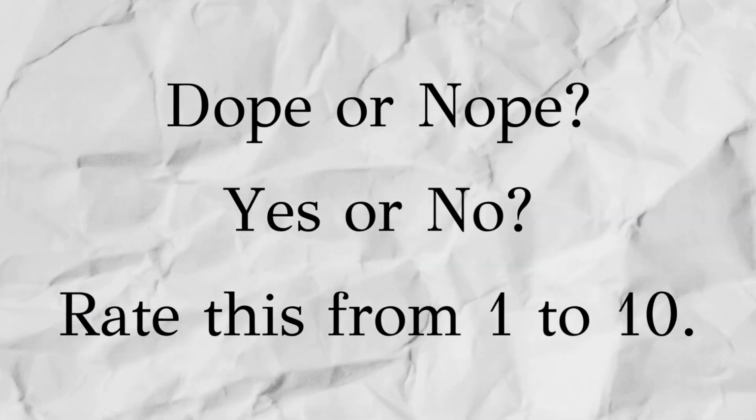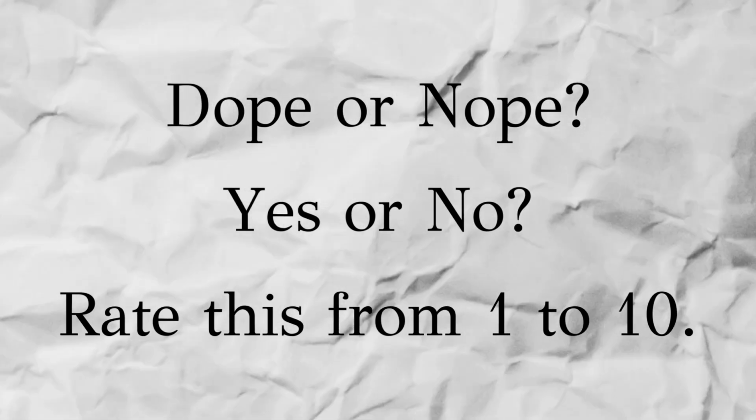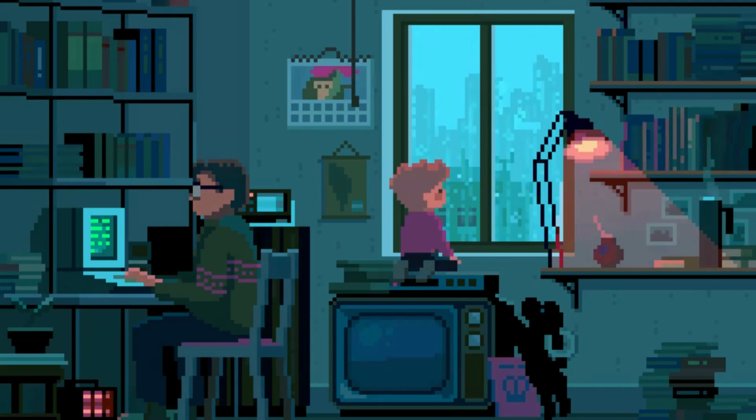You can use captions like dope or nope, yes or no. Rate this from 1 to 10, etc. to engage people with your post. This will help the algorithm push you up. Remember, it's one day or day one.